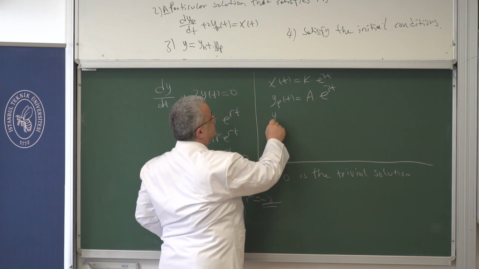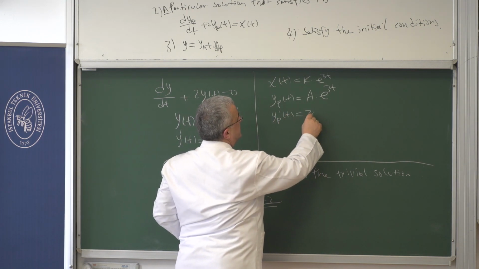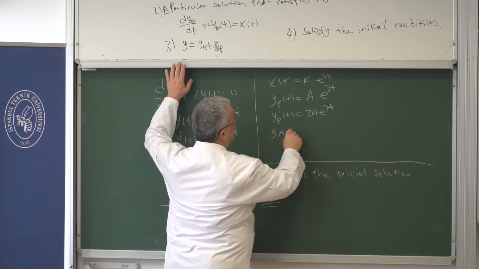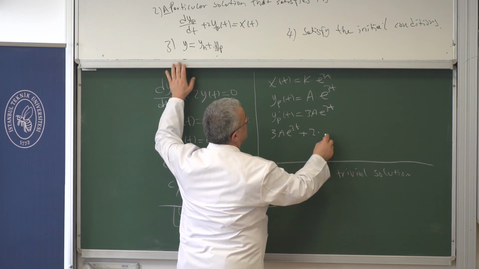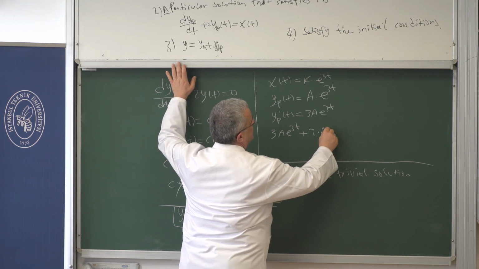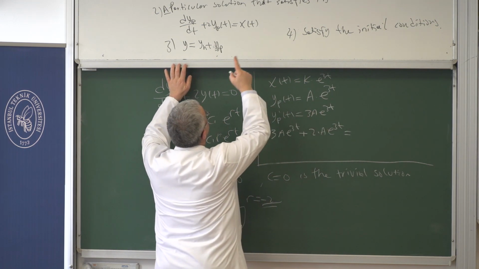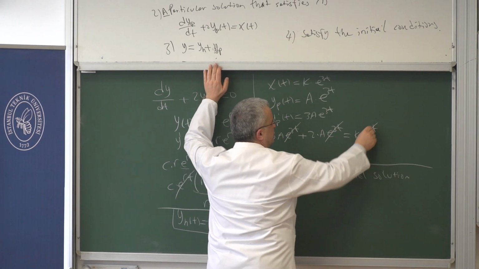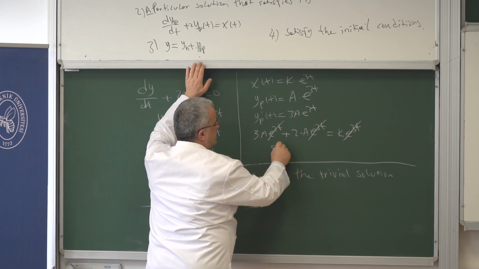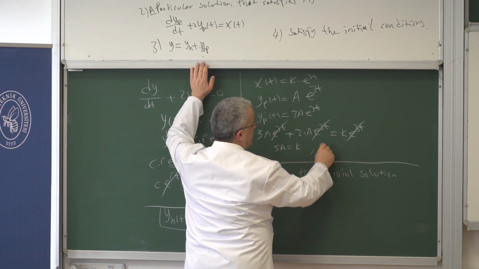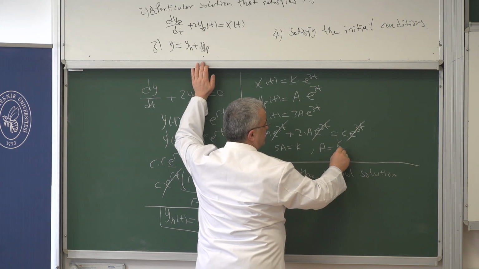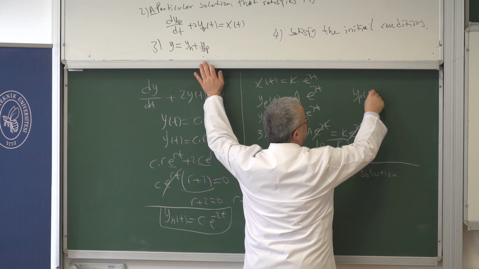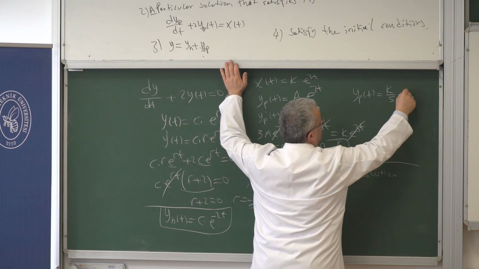So what is the derivative of this? 3a e to the 3t. So you substitute here. It is 3a e to the 3t plus 2a e to the 3t should be equal to x of t, right? It is k e to the 3t. E to the 3t is common in all of them. So you have 5a equal to k, meaning a should be equal to k over 5. So we have the particular solution, y particular of t is equal to k over 5 e to the 3t.